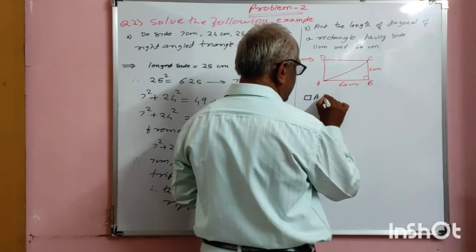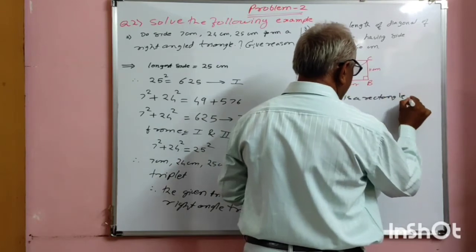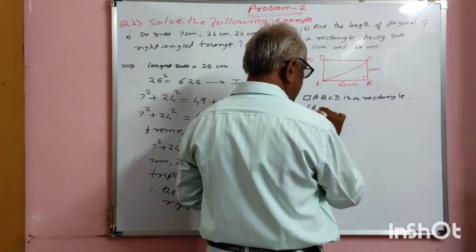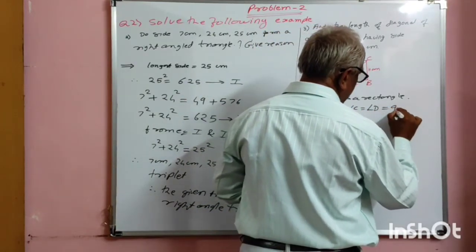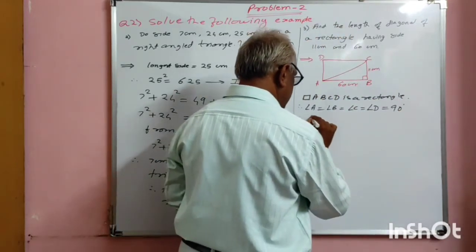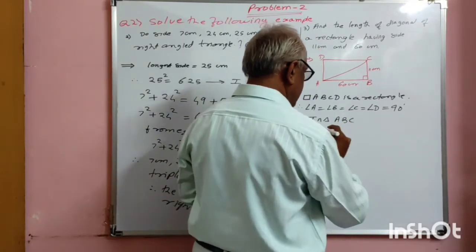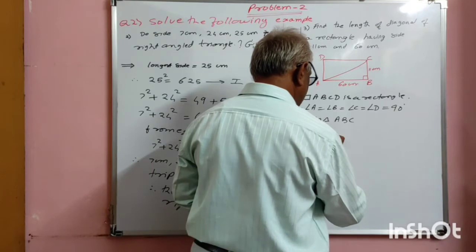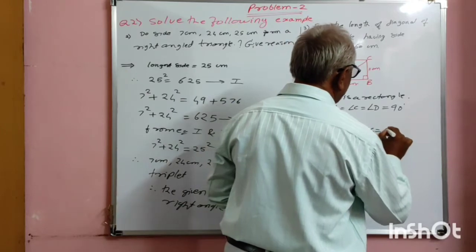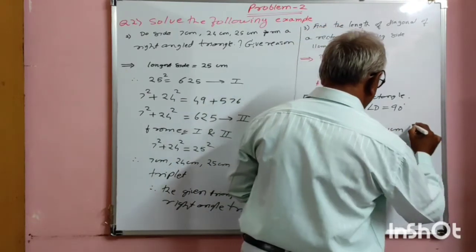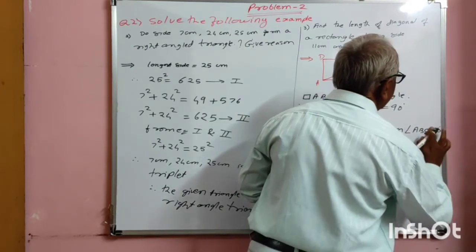Now here quadrilateral ABCD is a rectangle. Therefore angle A is equal to angle B is equal to angle C is equal to angle D, that is equal to 90 degree. Therefore in triangle ABC, AB is equal to 60 centimeter, BC is equal to 11 centimeter and angle ABC is equal to 90 degree.